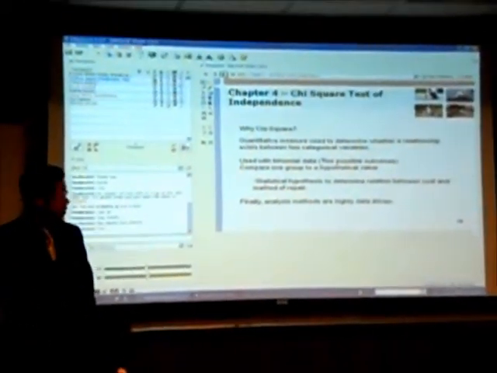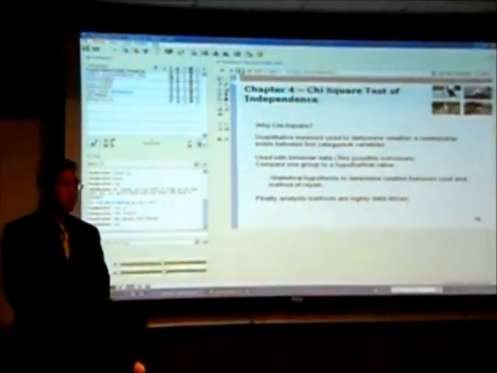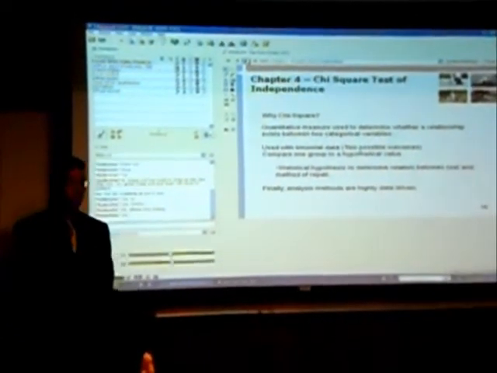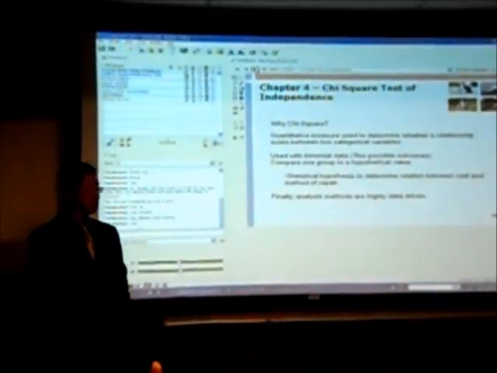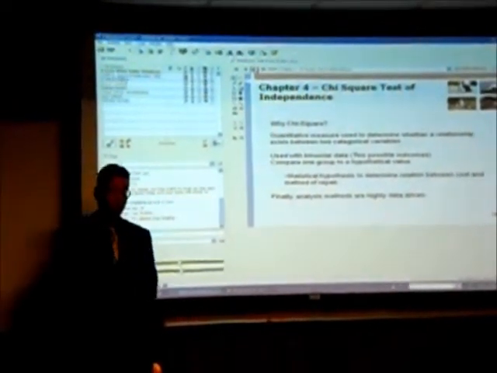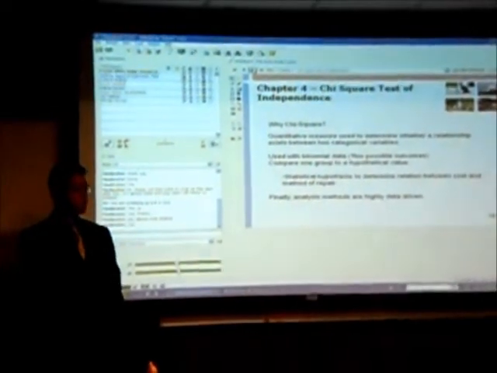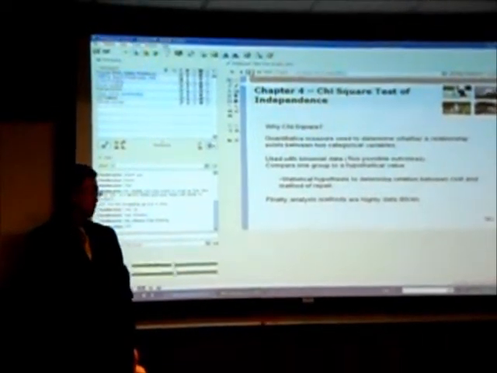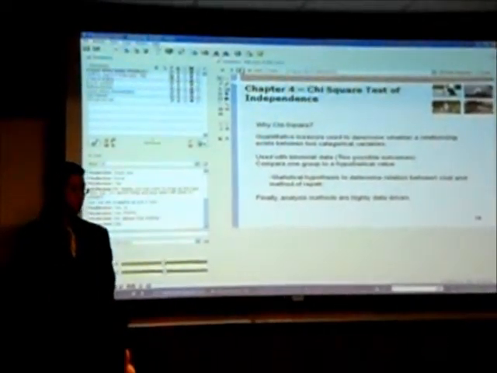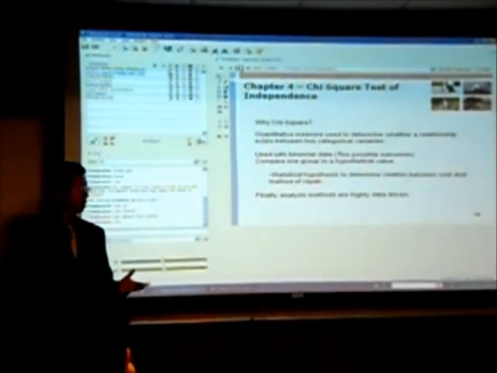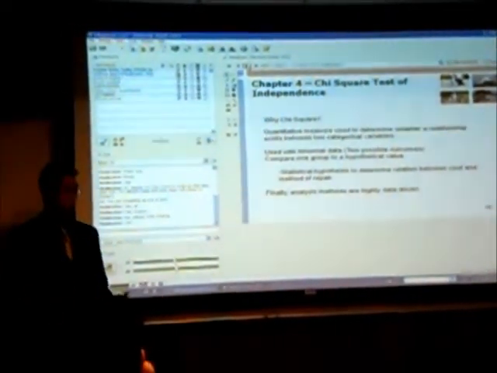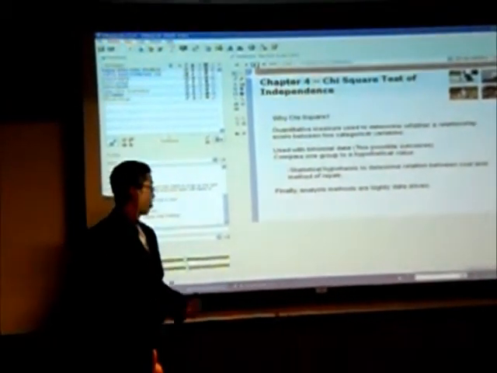So, from our data set, we decided to use the chi-square test of independence. Chi-squares are used quantitatively to determine whether there's a relationship between two variables. They're also used to compare one group to a hypothetical value. In our case, let me preface this by saying we came up with a new statistical hypothesis after analyzing our data, and that hypothesis was that the cost and the method of repair are not related factors when it comes to deciding upon a method for sidewalk repair.